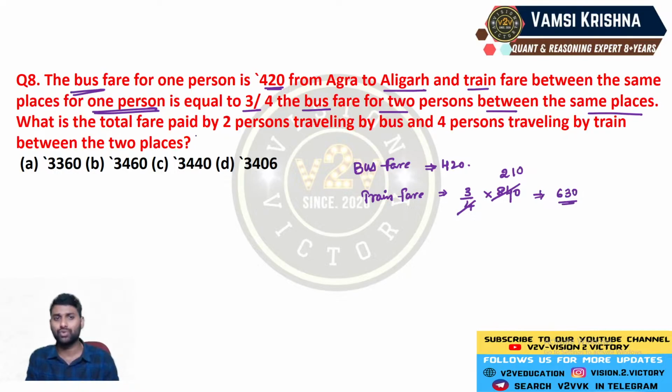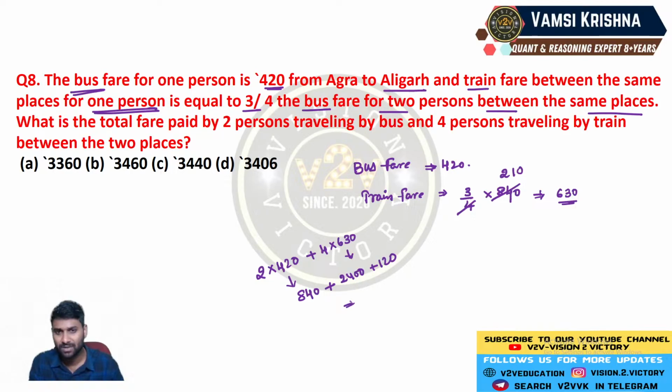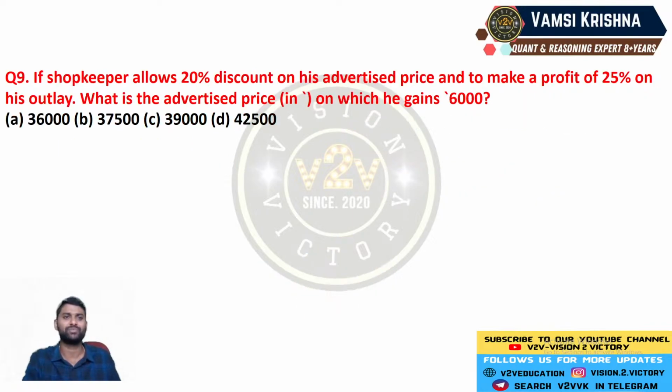Here the question: what is the total fare paid by two persons traveling in a bus? So each traveling amount is 420 for each person. Two persons is 840, plus four persons in a train. 4 is multiplied by 630, which is 2520. So here 840 plus 2520, the overall answer is option C. It is exactly 3,360 rupees. That's your calculation. If you understand the second statement, then it is completely based on the calculation. The second statement is most important.